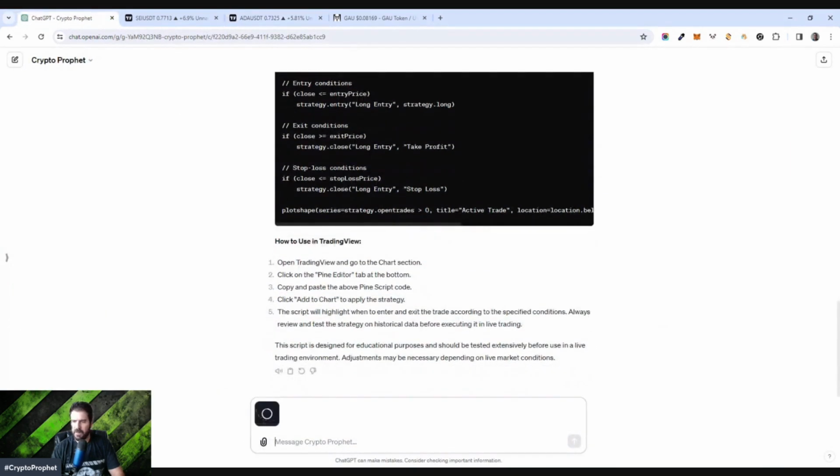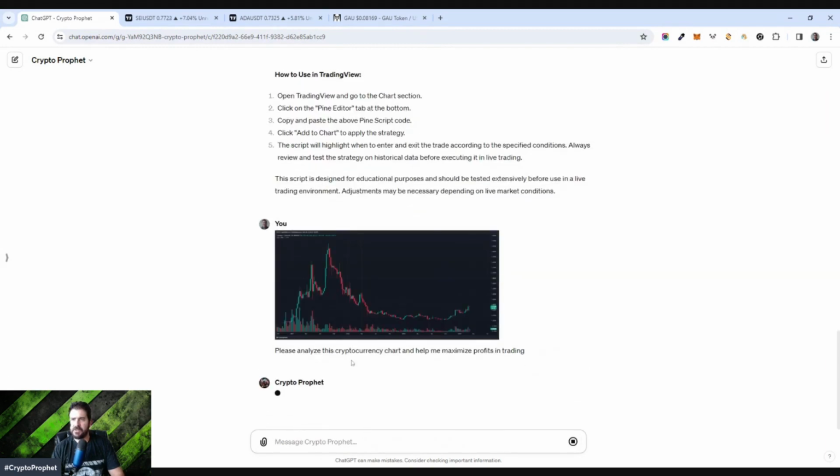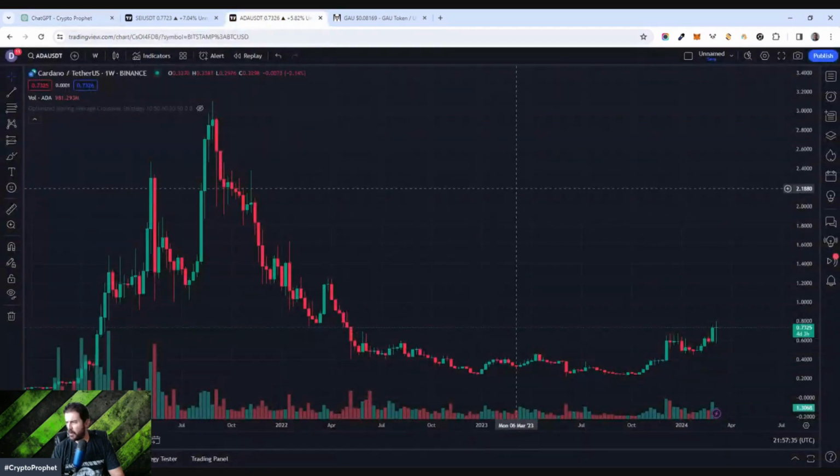Again, I go over here and I paste the chart. And then I'm going to just say, please analyze this chart. You don't really have to type anything in, but I do like the different results it gives when you type in specific suggestions. Please analyze this cryptocurrency chart and help me maximize profits in trading. Then enter.